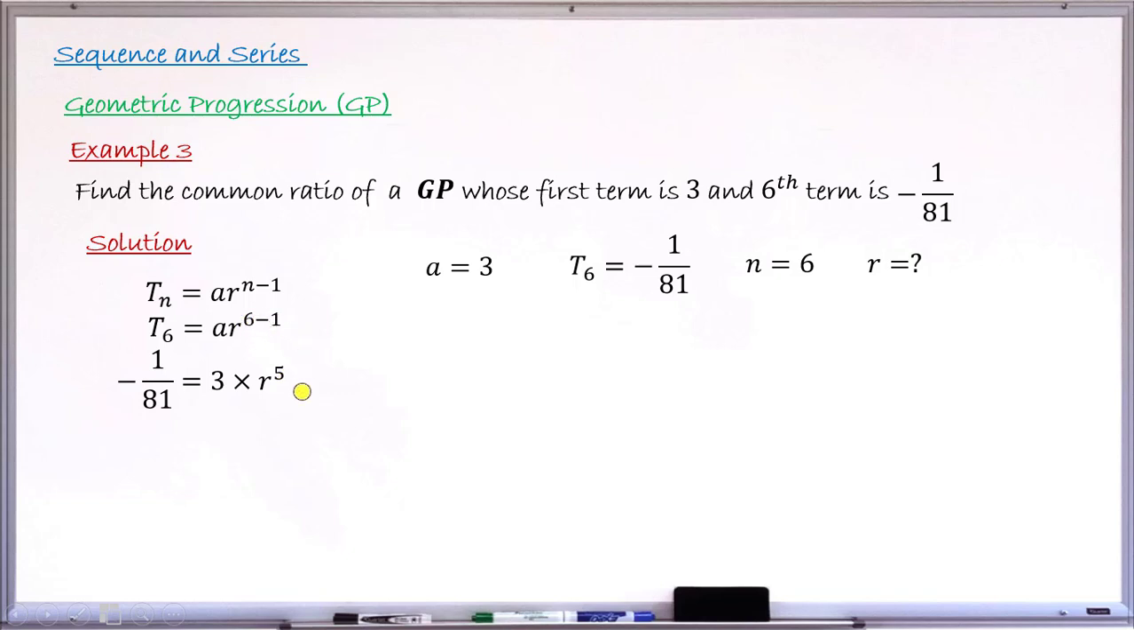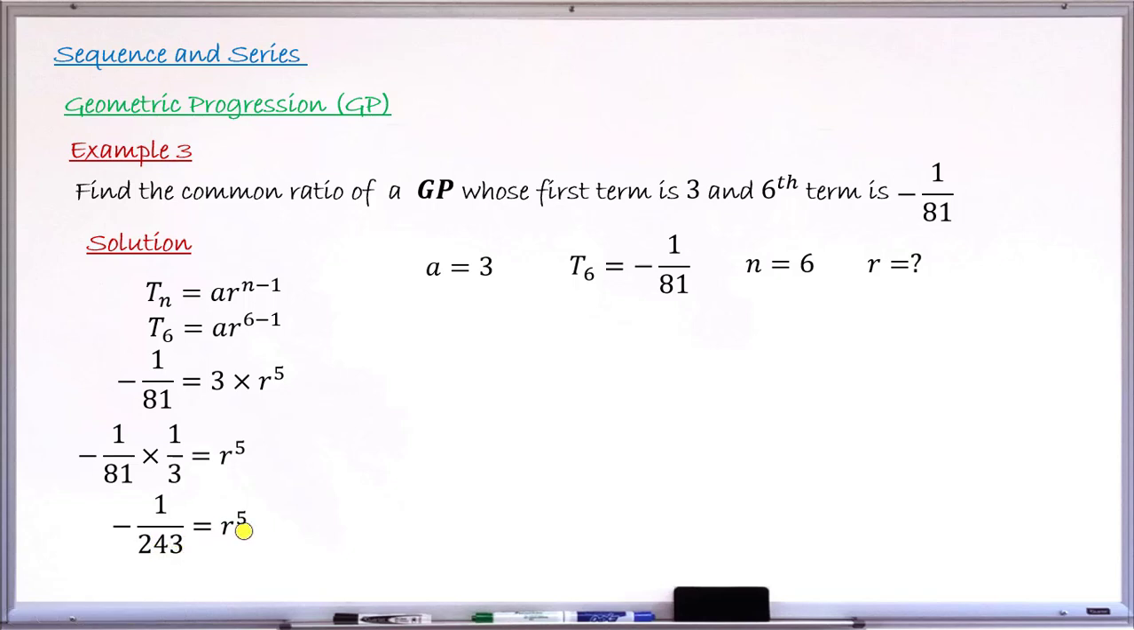So I'll continue. What I'm going to do next is to divide both sides by this 3. So I'm going to have minus 1 over 81 times 1 over 3. This times 1 over 3 simply means the division by 3, equals to, so after dividing the right hand side by 3, you now have R raised to the power 5 left. So I'll now multiply 81 by 3. To multiply 81 by 3, the result is going to be 243. So you now have minus 1 over 243 equals R raised to the power 5.